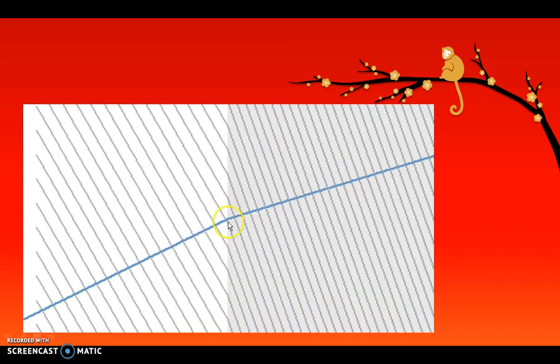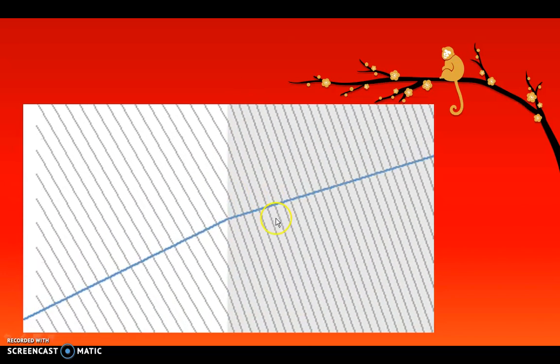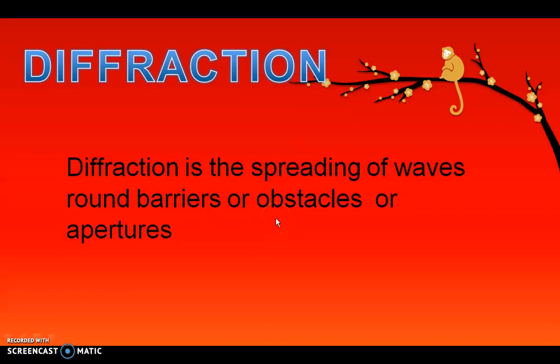So what happened here is what we call refraction. The next one we have to discuss is diffraction. Diffraction is the spreading or bending of waves round barriers or obstacles or apertures or slits. The spreading of waves round barriers.